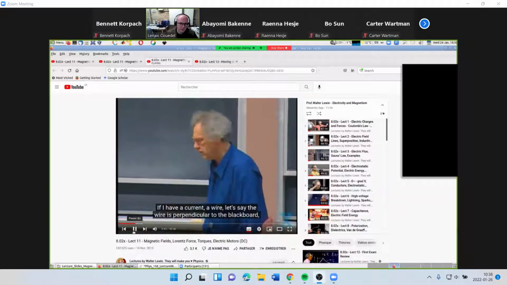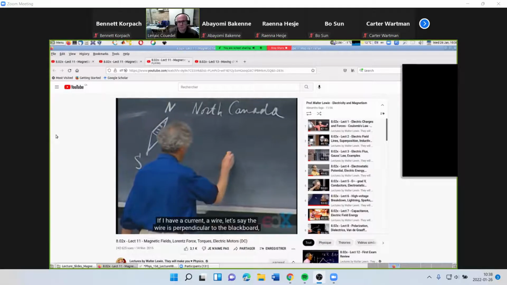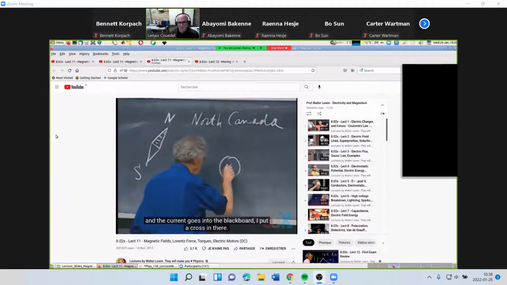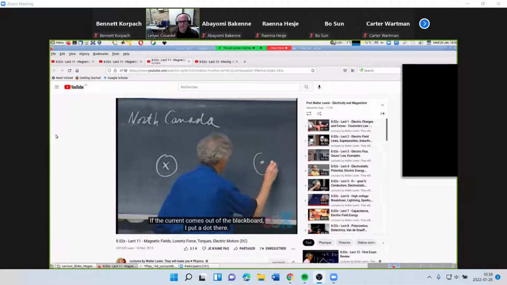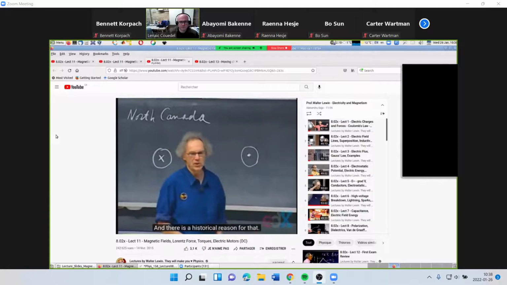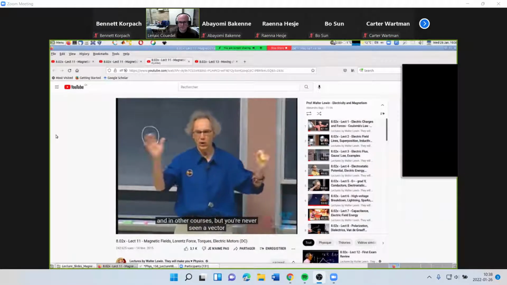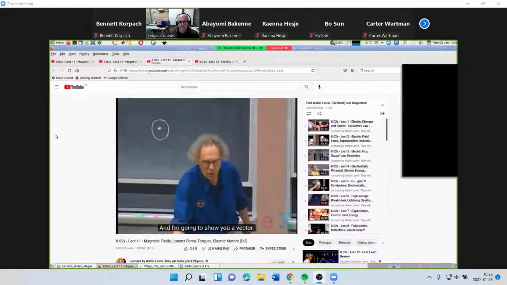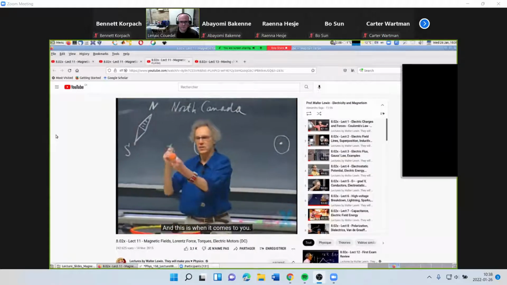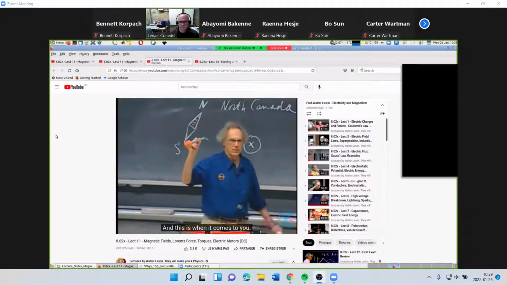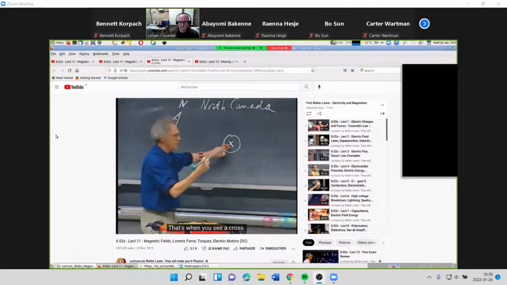If I have a current, a wire, let's say the wire is perpendicular to the blackboard, and the current goes into the blackboard. So here's a current, I but put a it cross could be a in there. magnetic field. If the current comes out of the blackboard, I put a dot there. And there is a historical reason for that. You've always talked about vectors in 1801 and in other courses, but you've never seen a vector. And I'm going to show you a vector. This is a vector. And this is when it comes to you. That's when you see a dot. And this is when it goes away from you. That's when you see a cross.